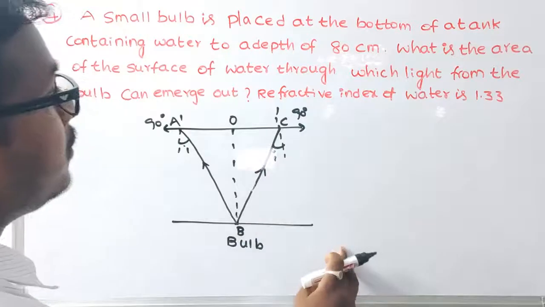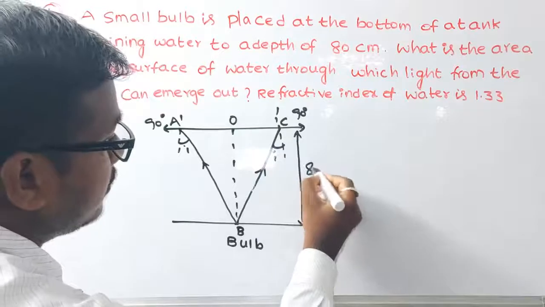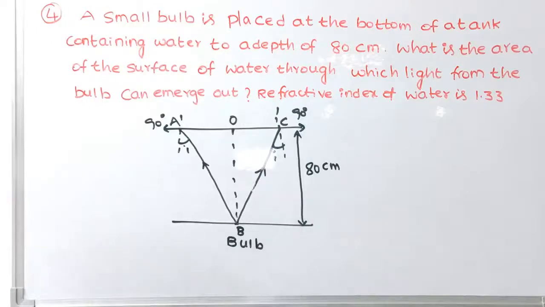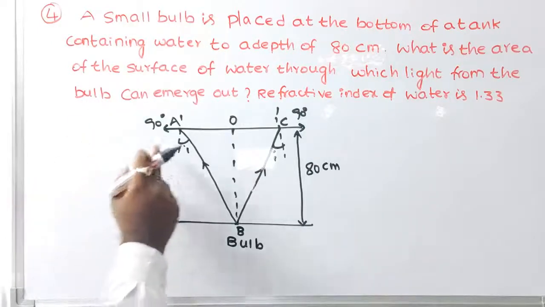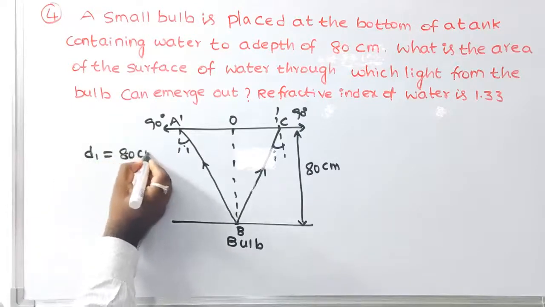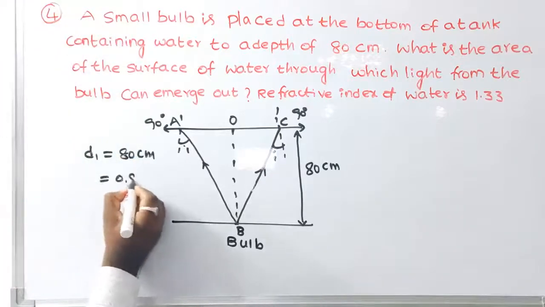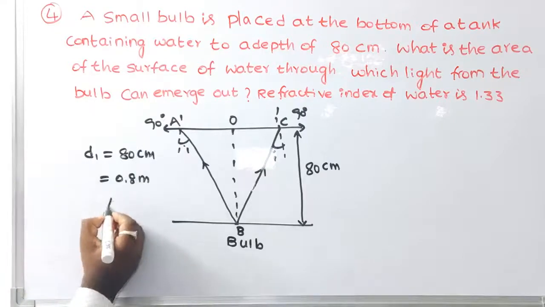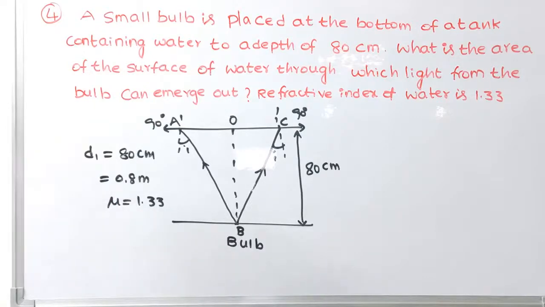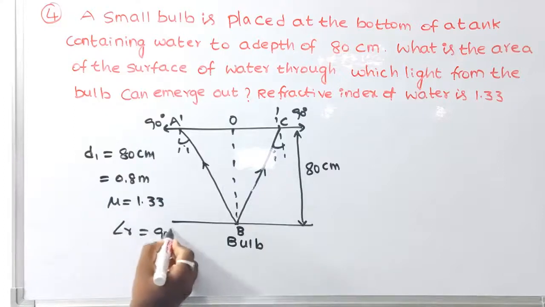The depth of the tank is 80 centimeter. It is a given data. The depth of the water tank is 80 centimeter. Actual depth of the bulb in water, D1, is equal to actual depth 80 centimeter. The 80 centimeter converted to meter, 0.8 meter. The refractive index of the water, mu is equal to 1.33. The angle of refraction of the emerging ray is equal to 90 degree.